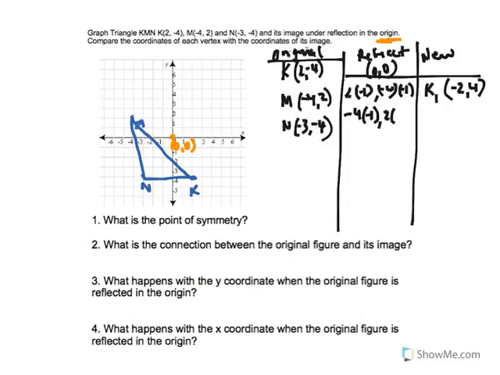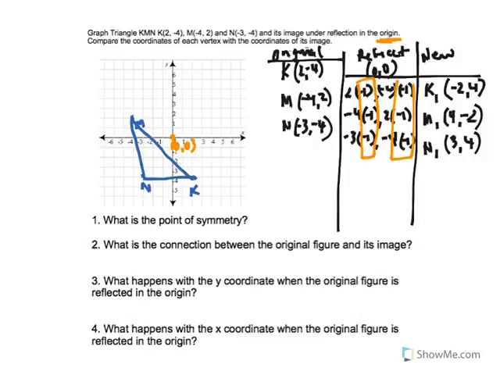M, if we multiply -4 times -1 and 2 times -1, we get +4, -2. And for N, if we multiply -3 by -1, and we multiply -4 by -1, we get 3, 4. Okay? So we multiply both x and y coordinates by -1. And that's how we reflect something in the origin.